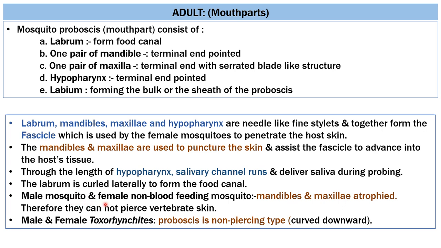In male mosquitoes and in female non-blood feeding mosquitoes, mandibles and maxillae are atrophied and therefore they cannot pierce the vertebrate skin. In case of male and female Toxorhynchites also, proboscis is non-piercing type and the proboscis is curved downward.